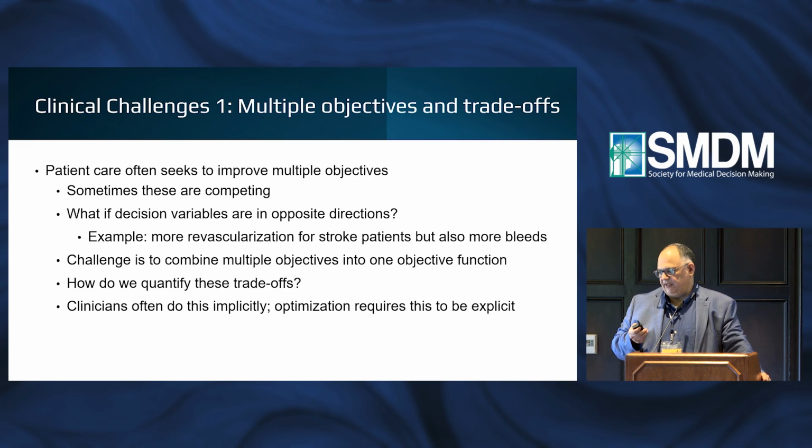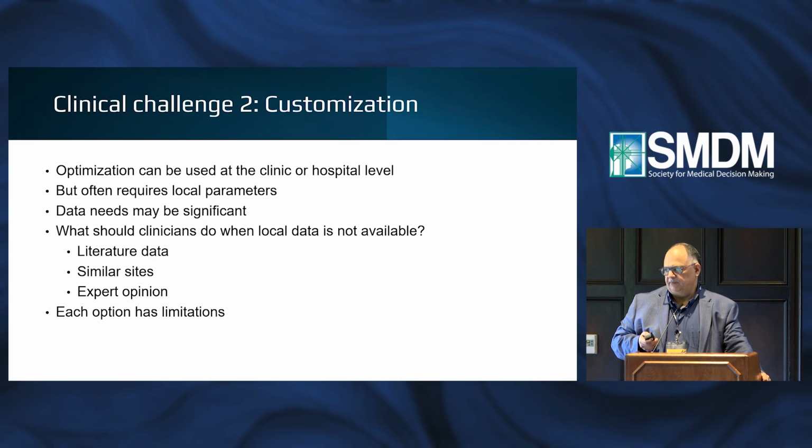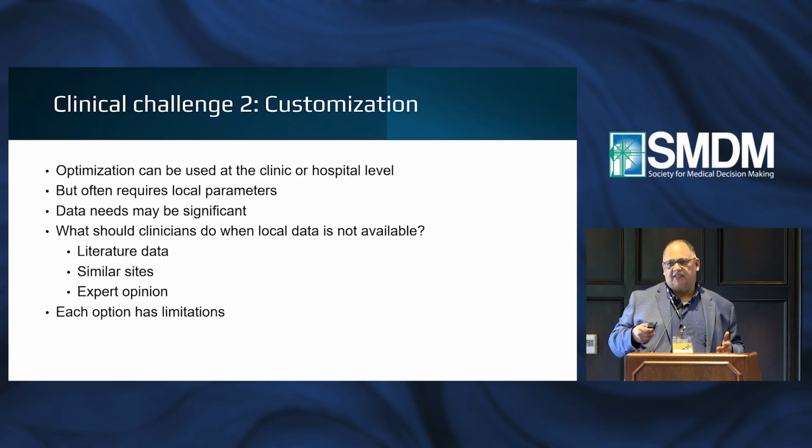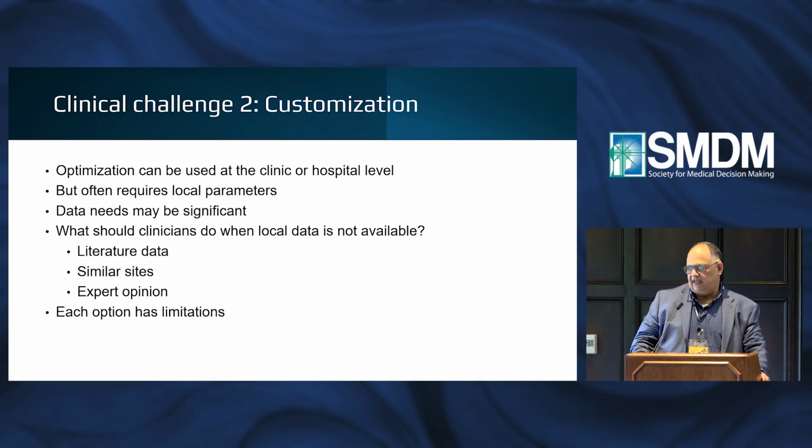How do we combine those multiple objectives into a single objective function? How do we quantify the trade-offs? So clinicians often do this implicitly. Optimization, like many other decision models, requires this to be explicit. The second is, we talked that one of the strengths is customization, but customization is also a challenge.